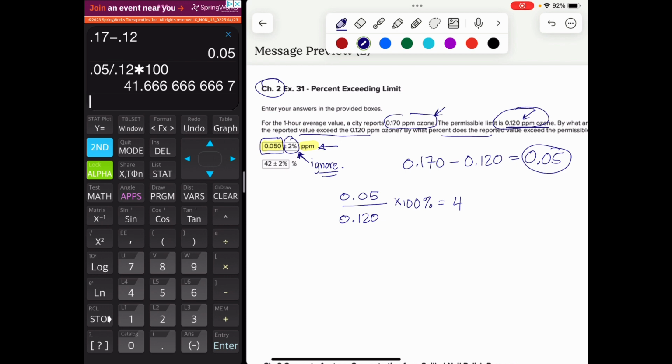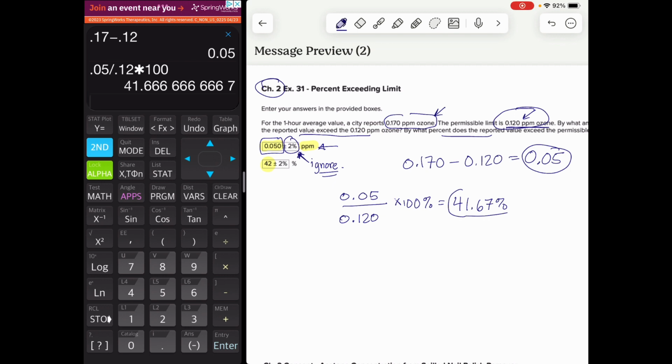And it exceeds it by 41.67%. We should go to two significant figures. I don't know how picky this is about significant figures. If you ever miss a question because of significant figures, shoot me an email and tell me which question it was, and I'll take a look at it. So 42% is the correct answer, and there's your unit of percentage.